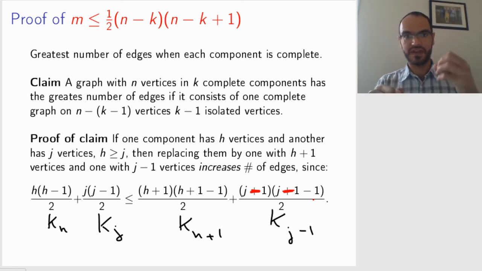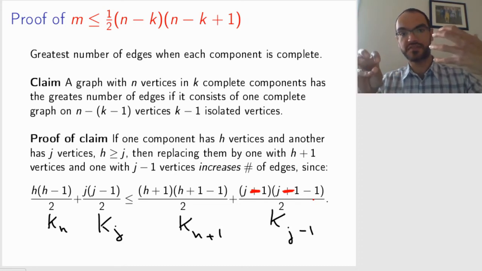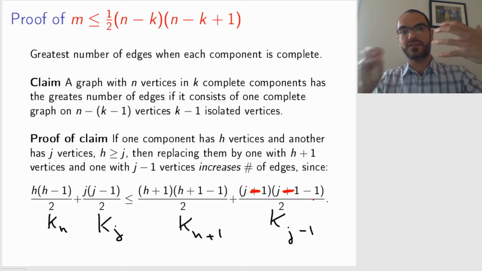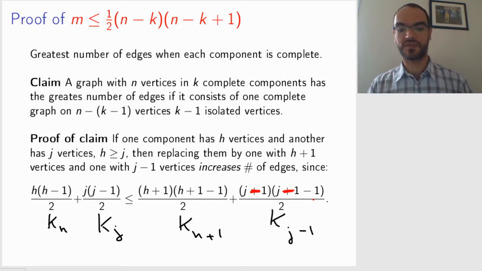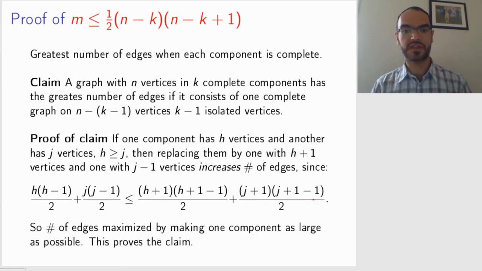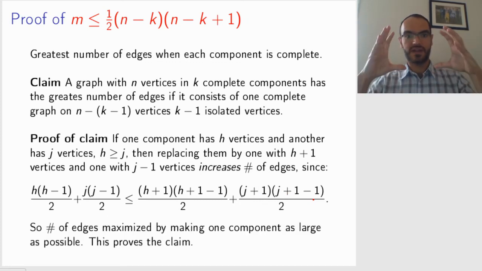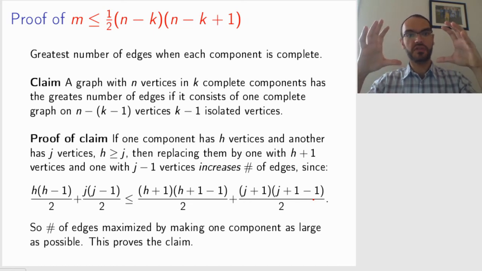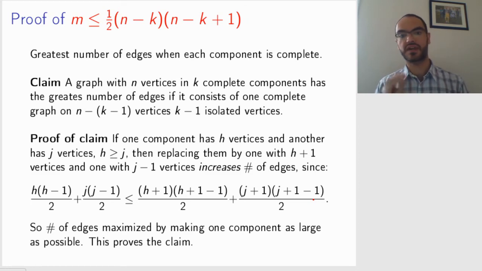But the point is that making this large component larger and the small component smaller will increase the number of edges of the graph. So to have a maximal number of edges, what I should do is have this one huge component with all the edges and all other components isolated vertices. This proves the claim.